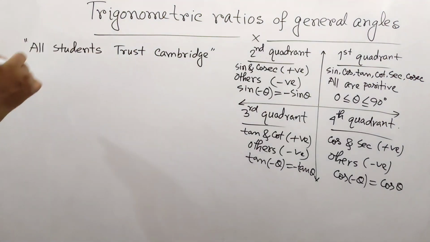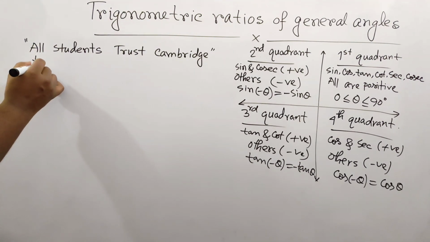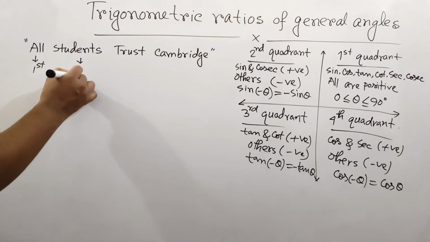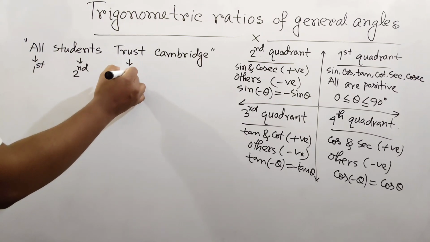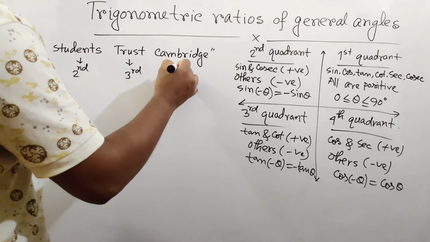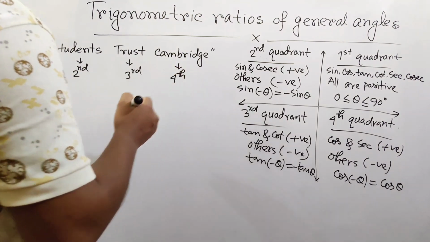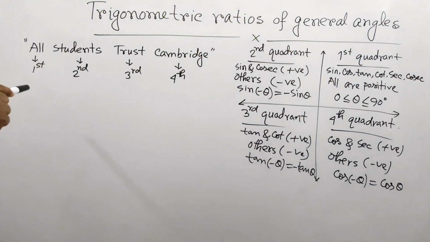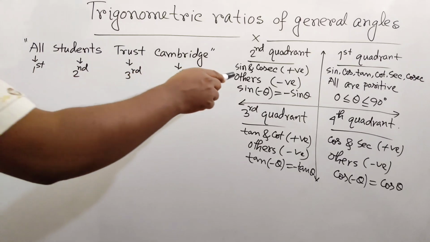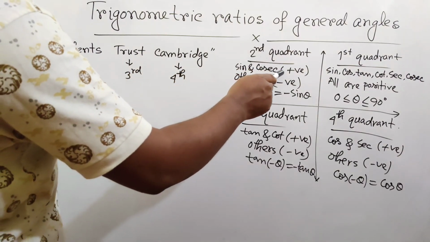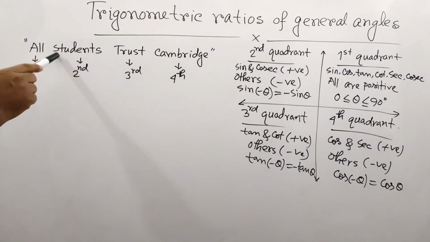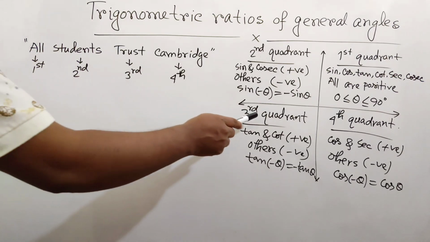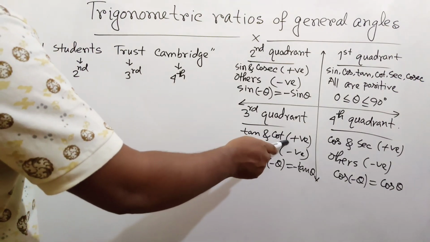So what is the meaning of this sentence? All is in the first quadrant, Students is in the second quadrant, Trust is in the third quadrant, and Cambridge is in the fourth quadrant. But how? In the first quadrant, all ratios are positive, that's why I wrote All. In the second quadrant, sine and the opposite of sine, that is cosec, are positive. So take the first letter of Students, that is S, meaning in the second quadrant sine is positive.